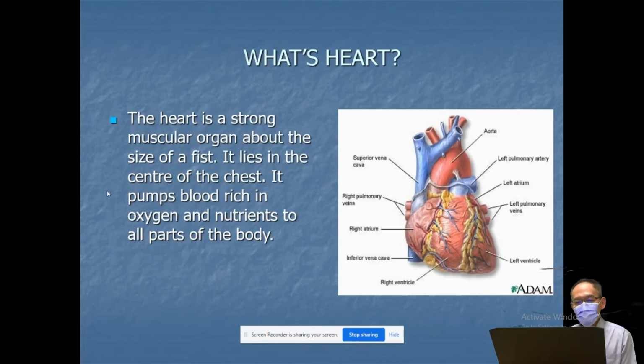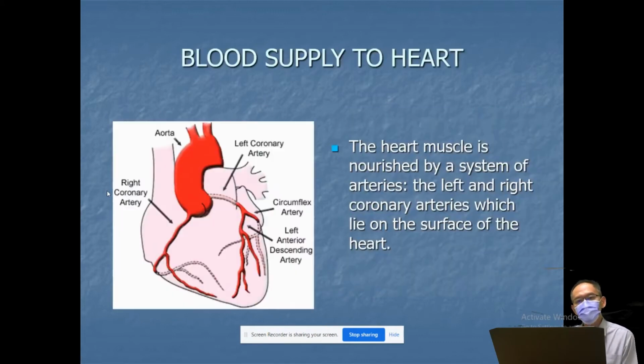What is the heart? The heart is a muscle organ about the size of a fist, lying in the center of the chest. It pumps blood rich in oxygen and nutrients to all parts of the body. And it's nourished by a system of blood vessels, arteries. We mainly call them the left and right coronary arteries. They lie on the surface of the heart, as you can see from the picture here.